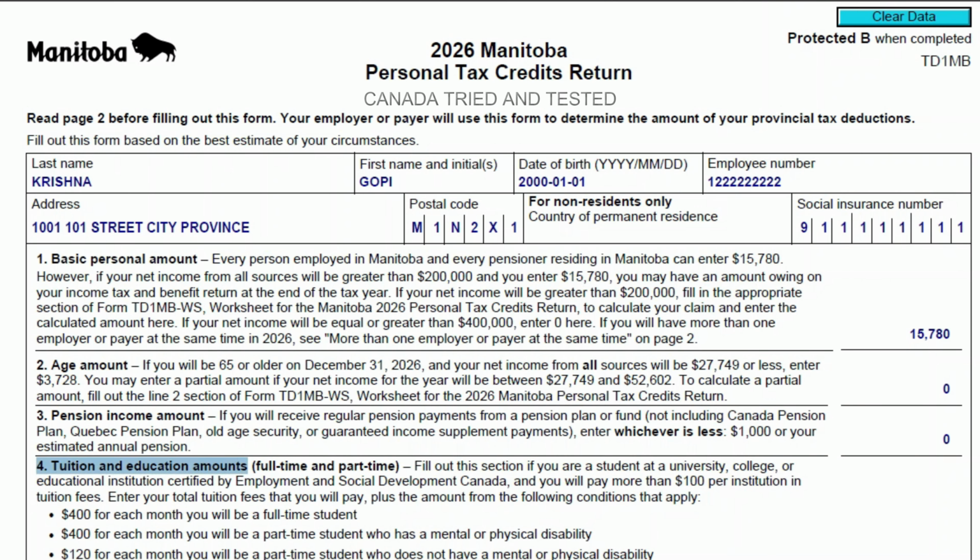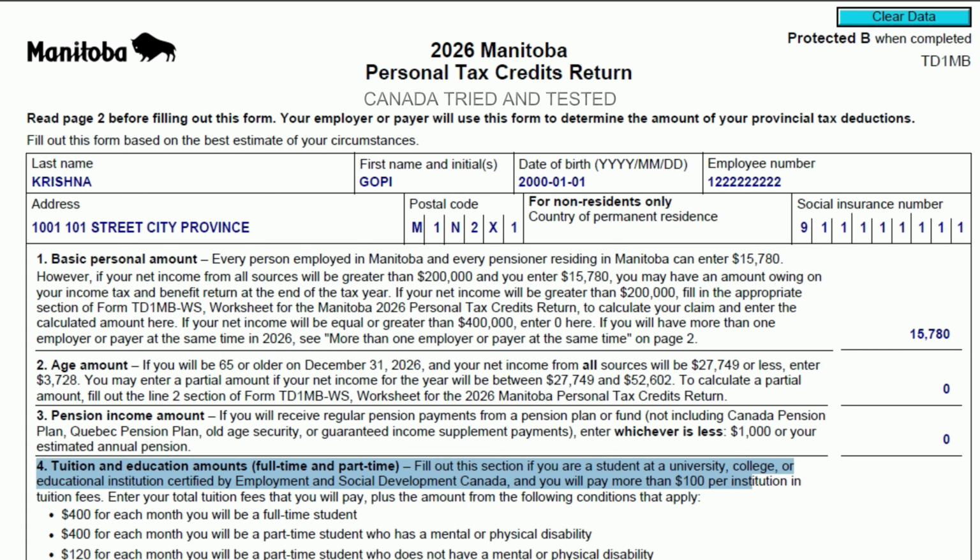Line 4 is tuition and education amount, full-time and part-time. So if you're a student at a university, college or education institution certified by Employment and Social Development Canada, and you will pay more than $100 per institution in tuition fees, enter the tuition fee that you will pay plus the amount from the following conditions that apply.